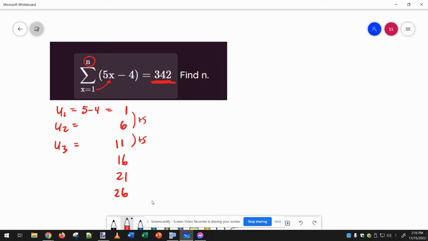Instead, what I want to do is use one of these formulas we came up with, u1 plus un. Okay, this one probably not going to work because we don't know what n is, and so we don't know this n, we don't know this n. But we do know this Sn is equal to 342. But instead, we do know the common difference is 5.